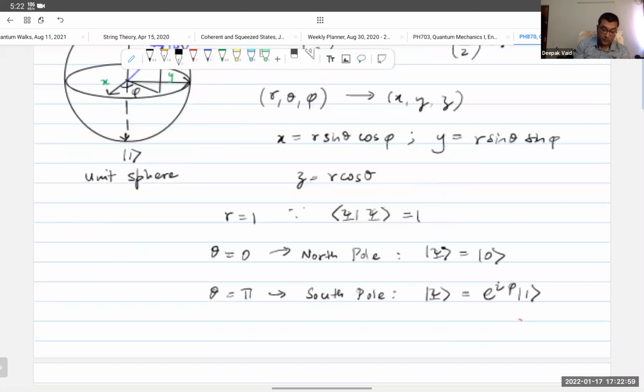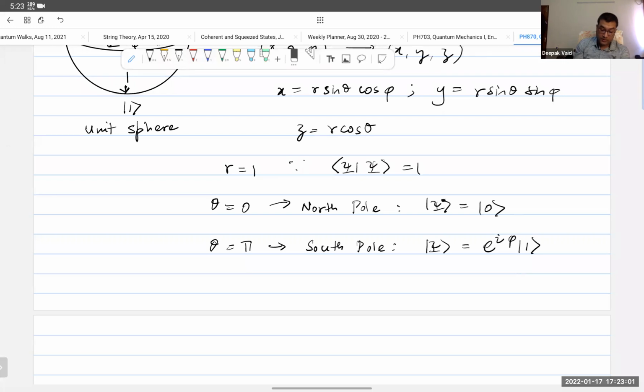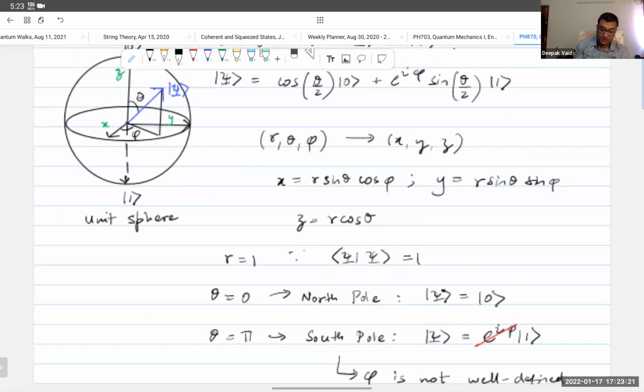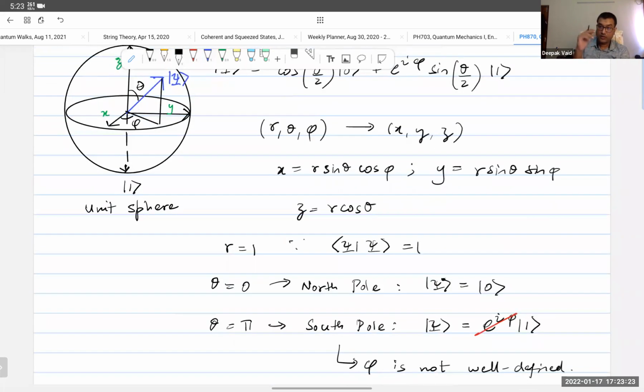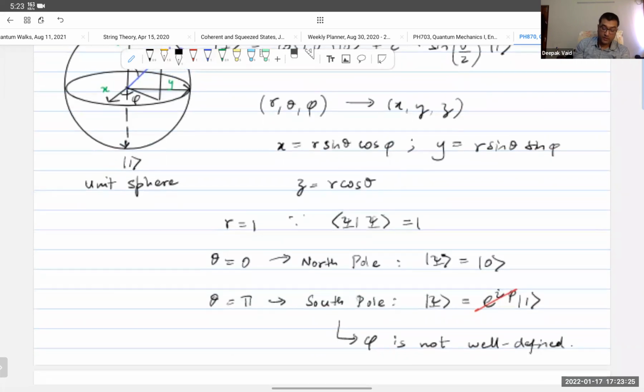But then at the north pole, this phi is not really well defined, right? So you can just ignore it. You can just forget about it, right? It's just psi is equal to |0>. All right. So these are the two, the north pole and the south pole, right?